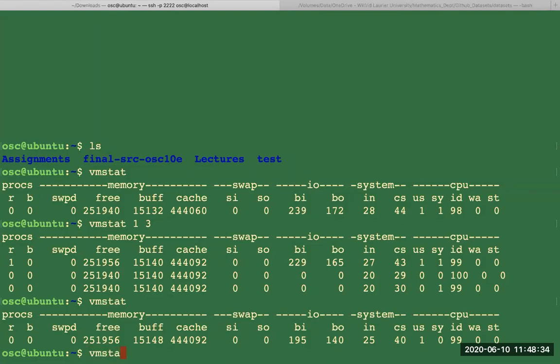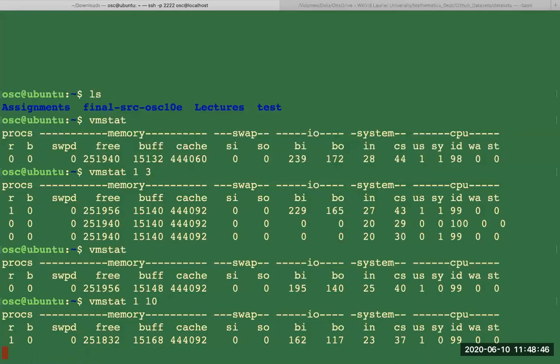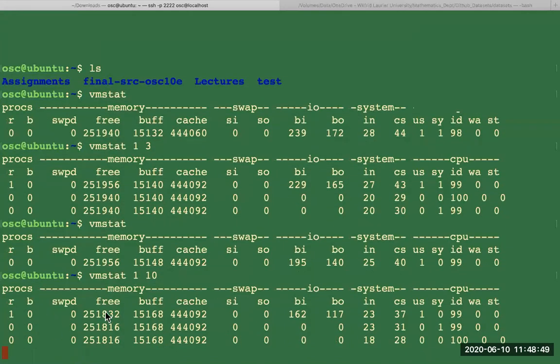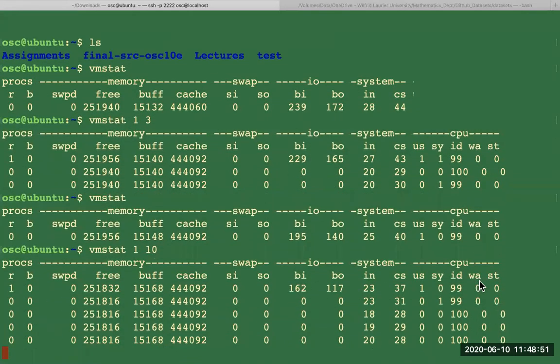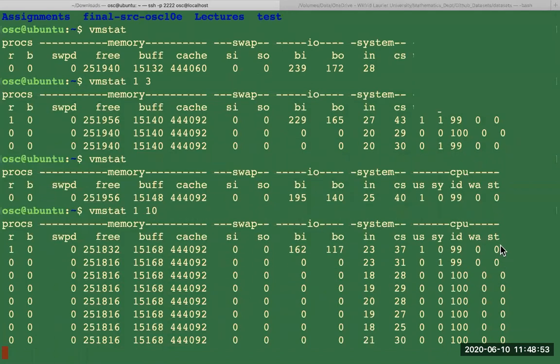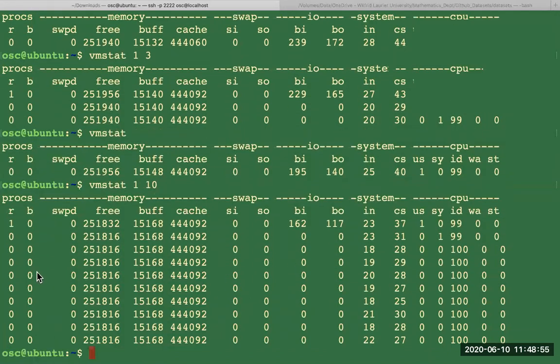Okay, so we can look at this: this is the interval. I want a 1 second snapshot, and I want 10 snapshots. The first line gives me the historic snapshot since my computer booted up, and all the others are current snapshots, showing what is happening right now: the first second, then the second after that, then the third second.